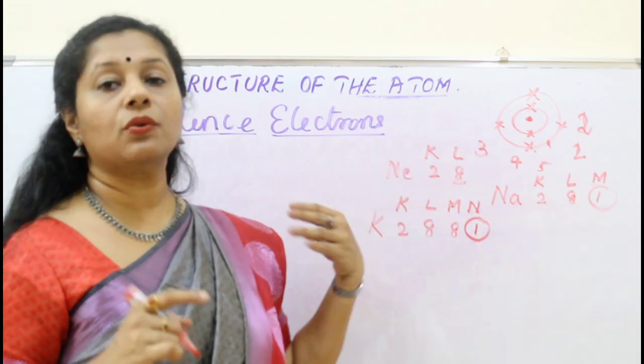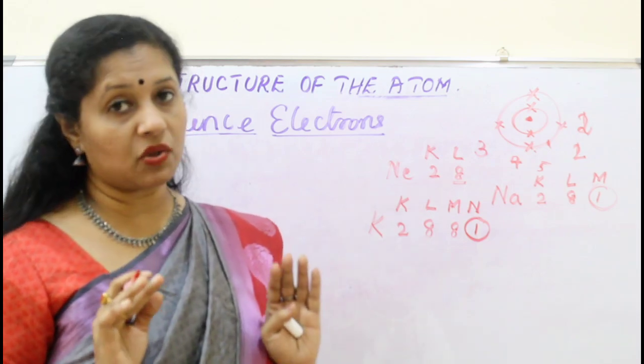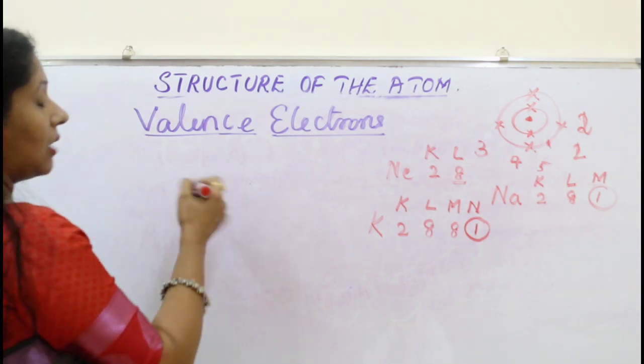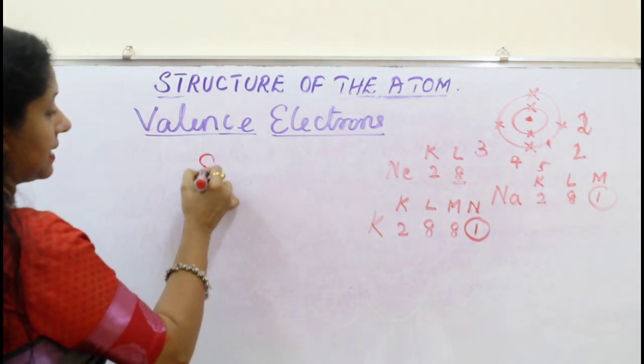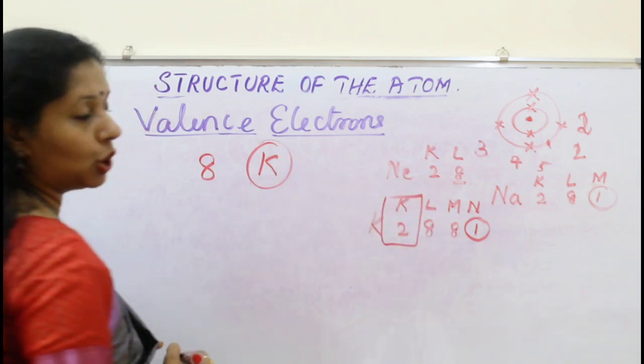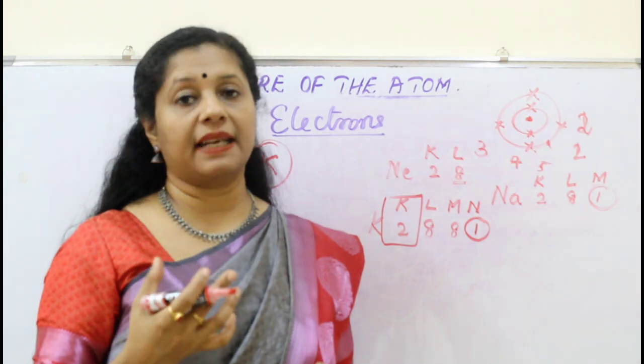Suppose outermost is 2, valence electron is 2. Outermost is 3, valence electron is 3. So we are only seeing the outermost number of electrons. But in every atom, how many can be there? Only 8 maximum can be there, except for the K shell. K shell has 2. In the previous chapter also we discussed something like valency.